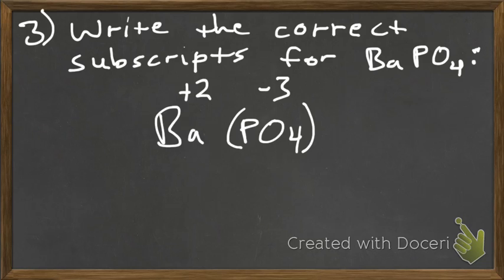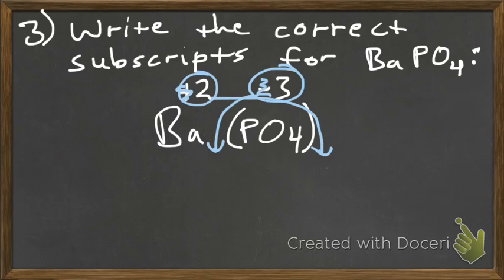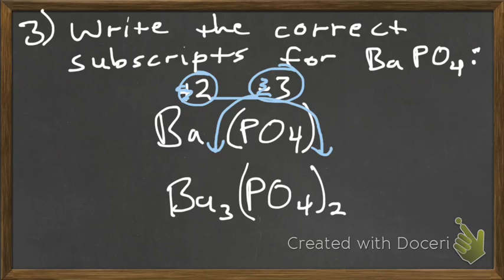So using the crisscross method, we're going to take this +2 charge and write it right below here as that subscript. We're going to take this -3 and put it right here. Now remember, with the subscripts, we don't need to take the positive and the negative, we just need to take the numbers. So when we do that, our answer will look like this. And that's our final answer.